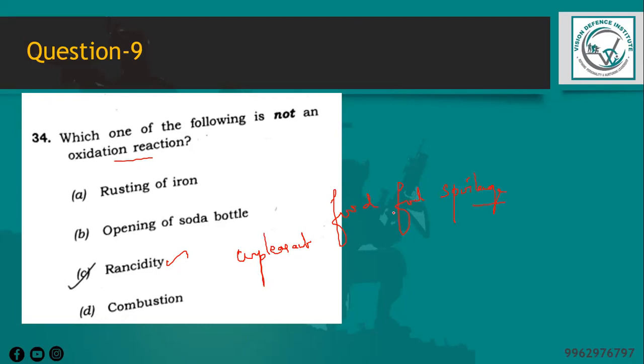So this process can be slowed down by storing food in airtight containers or by adding antioxidants. When we open a soda bottle, it is also not a chemical reaction and it does not involve oxidation or reduction. Combustion is a type of oxidation reaction, where fuels like wood, coal or gasoline react with oxygen gas to release energy in the form of light as well as heat. So the correct answer is rancidity.